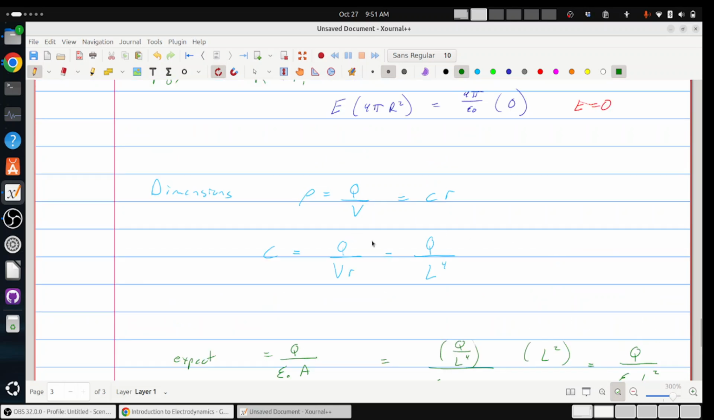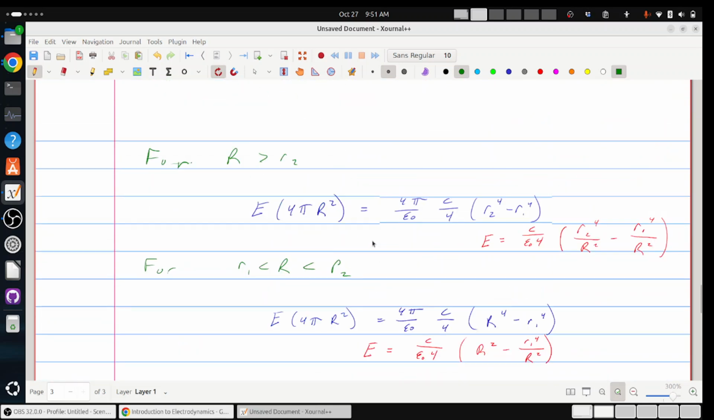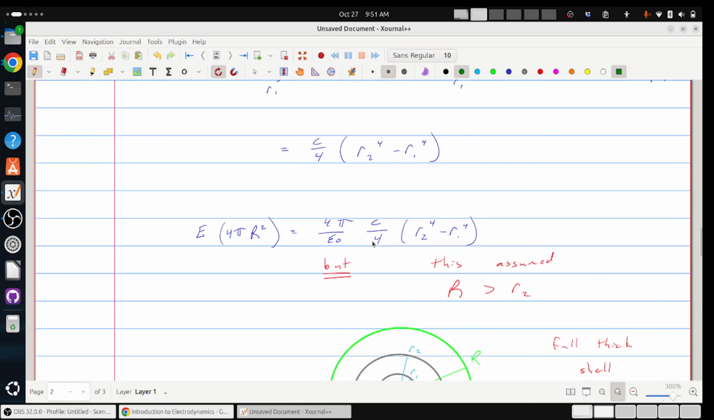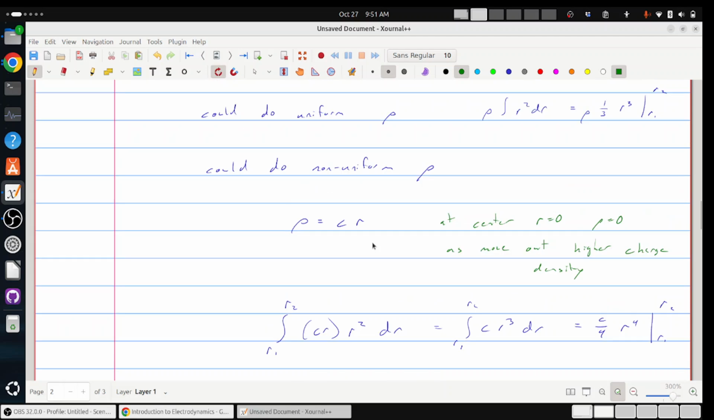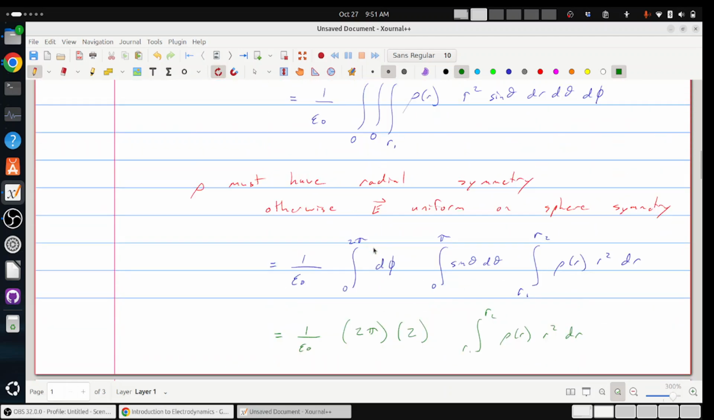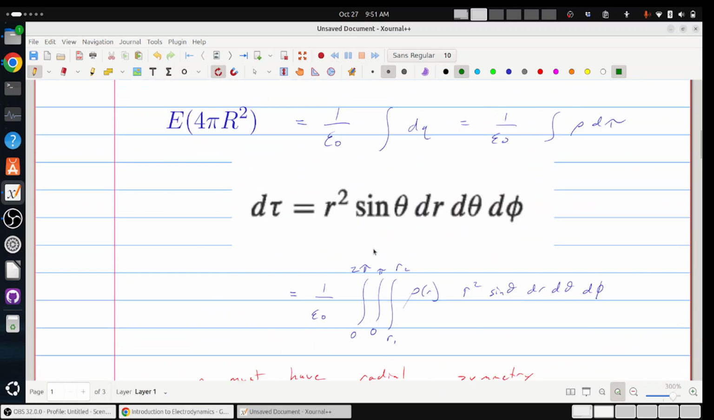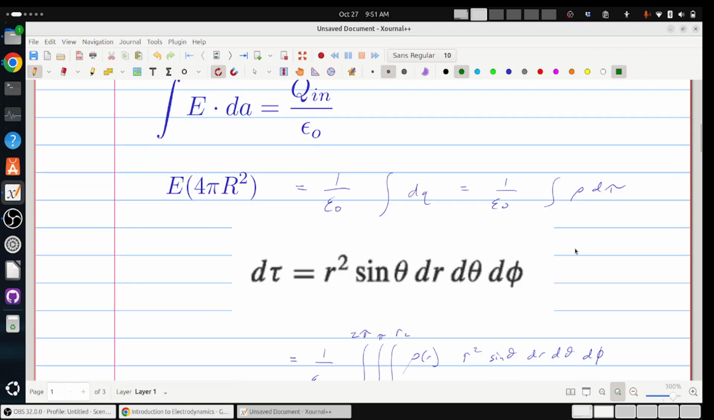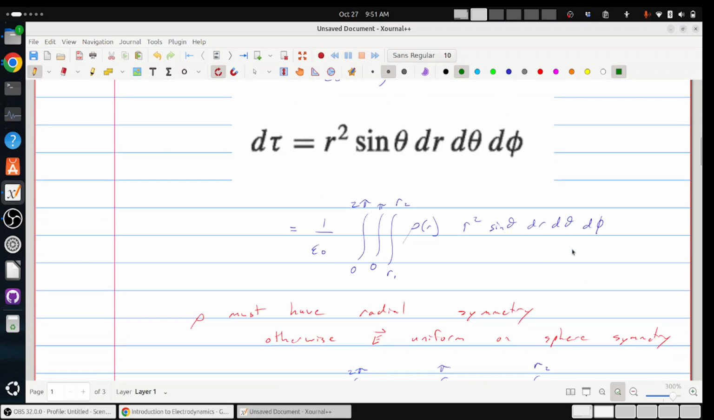Okay, so that is an example of a more complicated Gaussian symmetry where instead of just working with a spherical volume and just saying this is how much charge is involved, we had to go through and figure out how much charge was involved using the integral of the density over the volume.